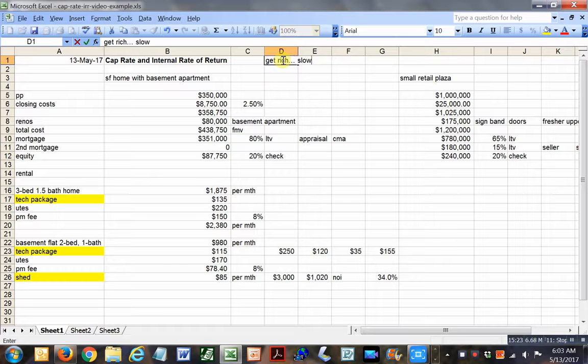Sorry about that. So all these little things that you do to enhance what you're doing, if you could make almost 100% ROI, return on investment, on your tech package, you can make 34%. All of these things are really important to boosting your overall cap rate.